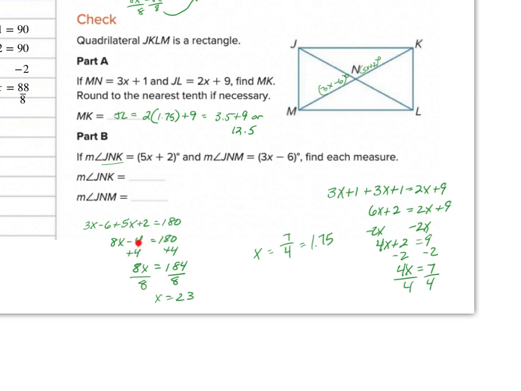Add 4 to both sides. This becomes 0. 8x equals 184. Dividing by 8 on both sides, x is equal to 23. So JNK would be 5 times 23 plus 2, and that is going to be 117 degrees. This should be 63, but let's check it. 3 times 23 minus 6 equals 69 minus 6, which is 63 degrees. And I knew this, because they should add up to 180 degrees together.